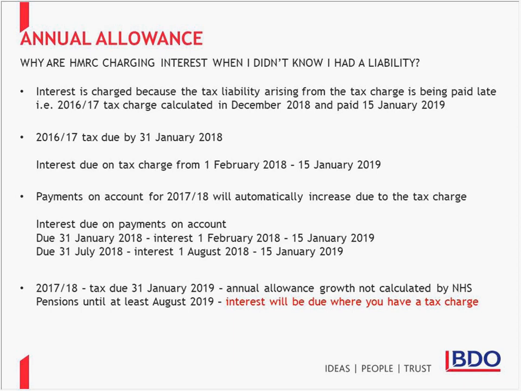So unfortunately, the only way that you can mitigate the interest charges is to pay an upfront amount of tax and then adjust this once you get your final return. But clearly it's quite difficult when you don't have the information.